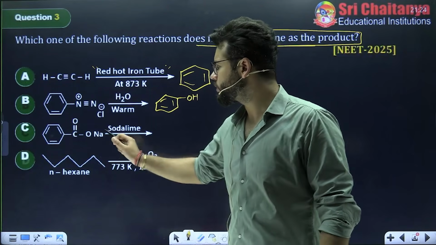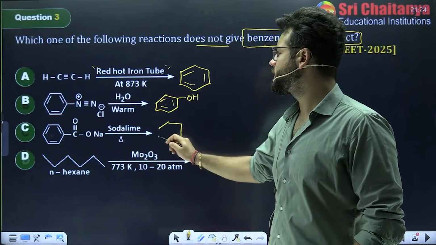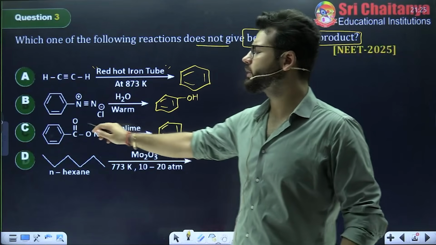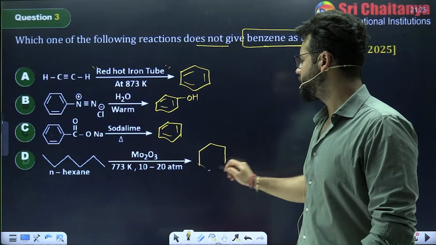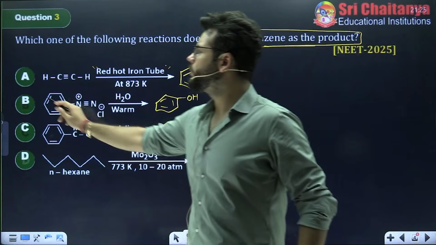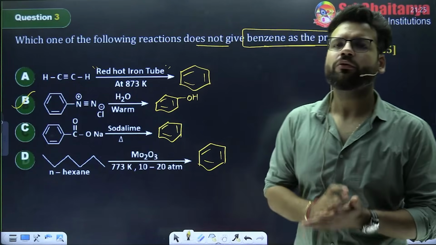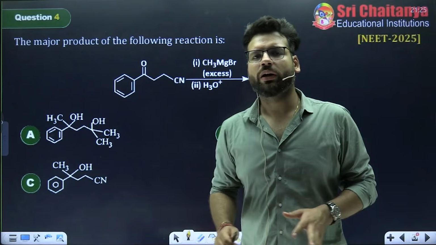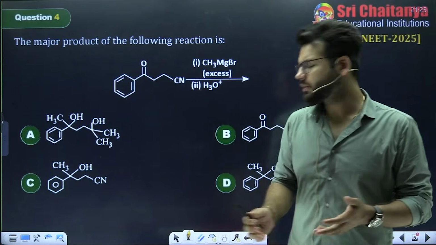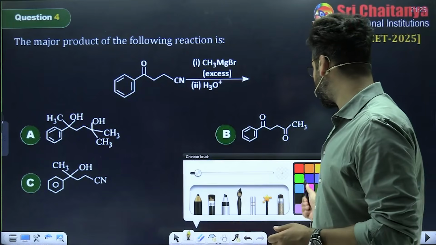This is decarboxylation by soda lime. This will obviously give you benzene, benzoic acid decarboxylates to give benzene. And this is aromatization. Last class we have seen this reaction as well. So yes, B doesn't give you benzene, but it gives you phenol. Okay, a few questions I have taken from the benzene chapter as well, aromatic compounds as well.